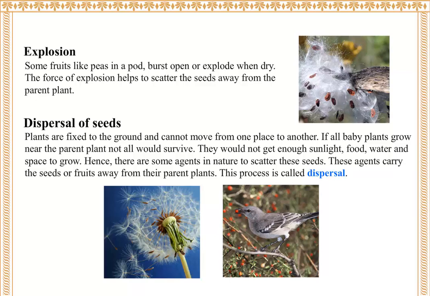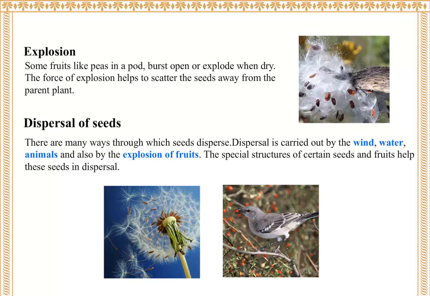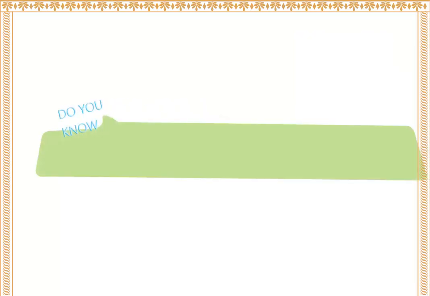There are some agents in nature to scatter these seeds. These agents carry the seeds from fruits away from their parent plants. This process is called dispersal. There are many ways through which seeds disperse. Dispersal is carried out by the wind, water, animals, and also by the explosion of fruits. The special structures of certain seeds and fruits help these seeds in dispersal.